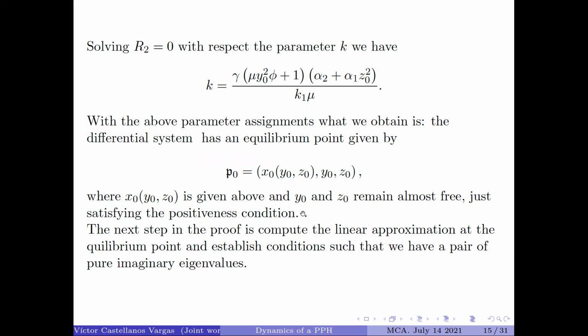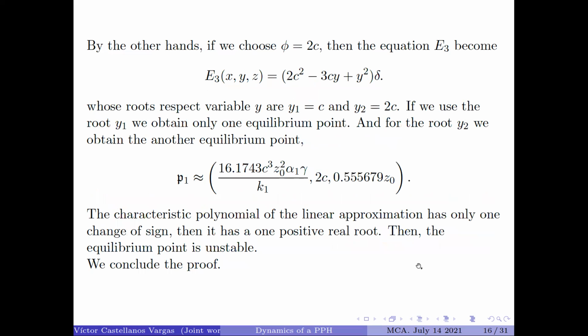At this moment, we find a relation in the parameters to obtain one equilibrium point. And you observe that Y0 and Z0, you can put any number. So the next step in the proof is to compute the linear approximation at the equilibrium point and establish conditions so that we have a pair of pure imaginary eigenvalues.